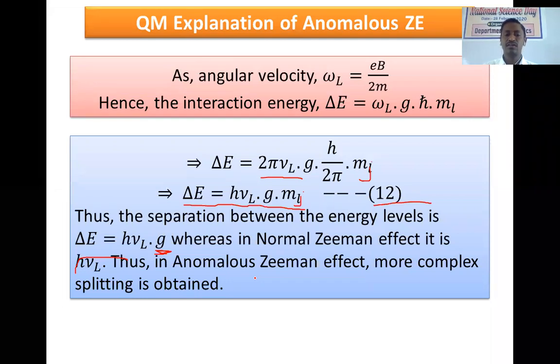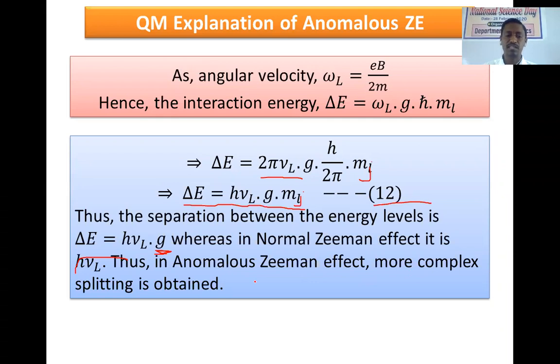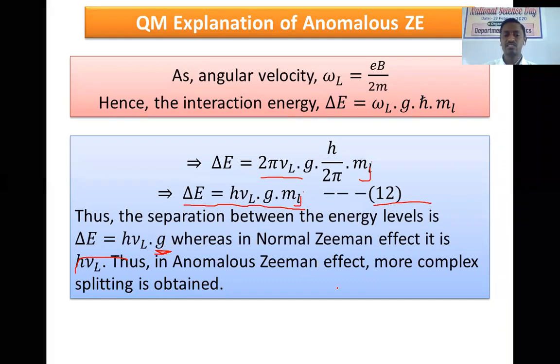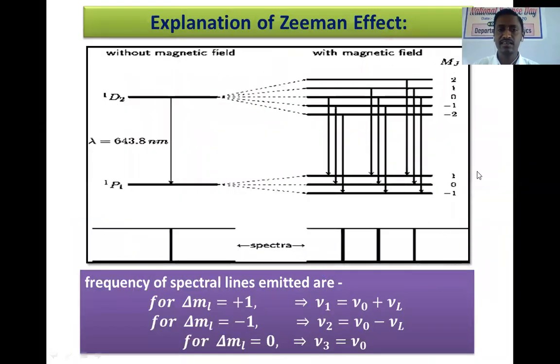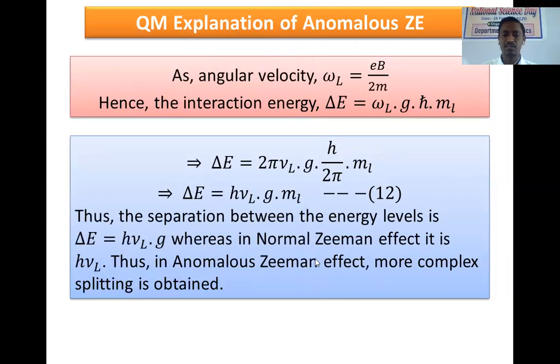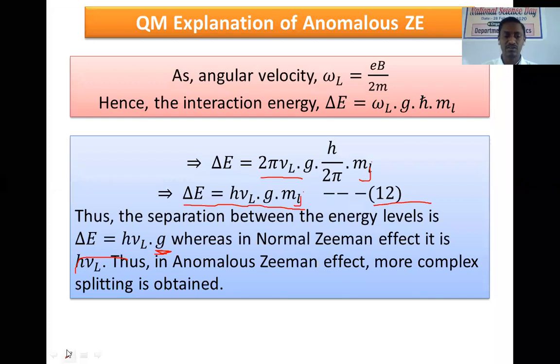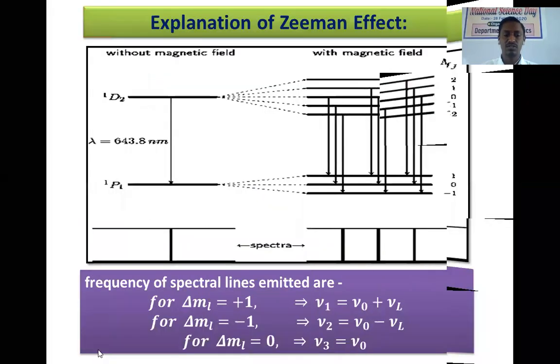Therefore in anomalous Zeeman effect, more complex splitting is obtained, which is explained by the Lande splitting factor. In this case, there is no need of showing the energy level diagram because the splitting is much more complex. Just see the splitting of spectral lines. In case of normal Zeeman effect, only three spectral lines are obtained, but in this case, more than three complex spectral lines are obtained. Okay, so that is about today's topic.